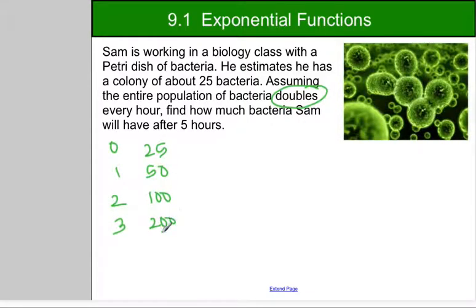3 hours, 200. 4 hours, 200 times 2 would be 400. And then at my fifth hour, 400 times 2 would give me 800. So it's asking how many will he have after 5 hours. He will have 800 bacteria.